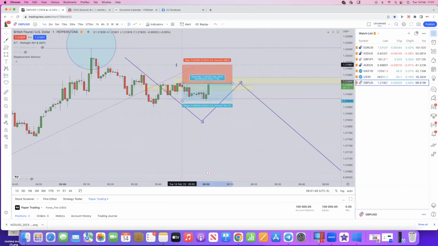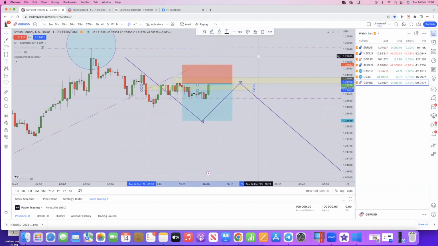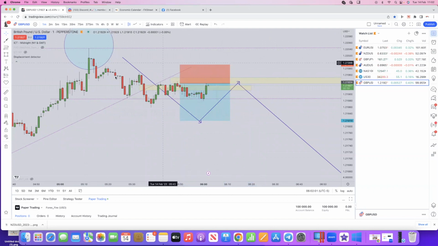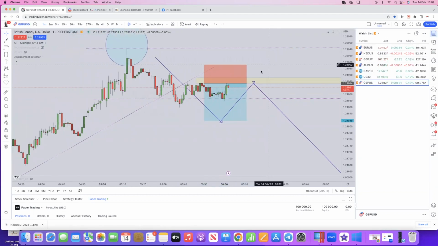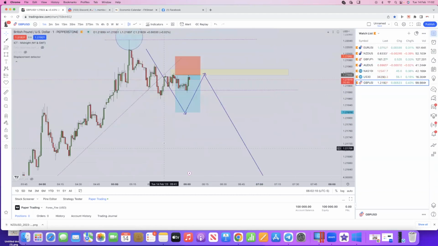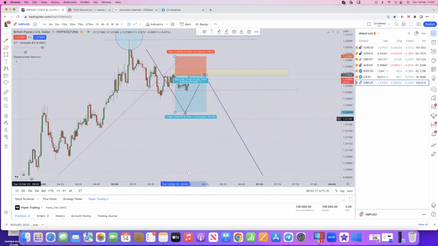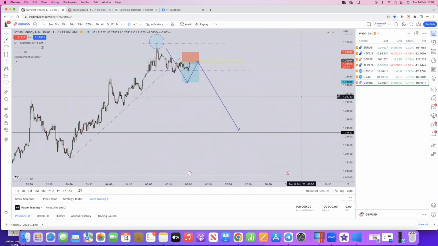So again, would be looking for a 1 to 2. Let's get rid of that. So that's playing out, and it's now got an entry. Let's get rid of this. It's now got an entry to where I previously marked. I was expecting price to come into that. It did actually come into it. It's tagged into it beautifully, to then possibly move to the downside.